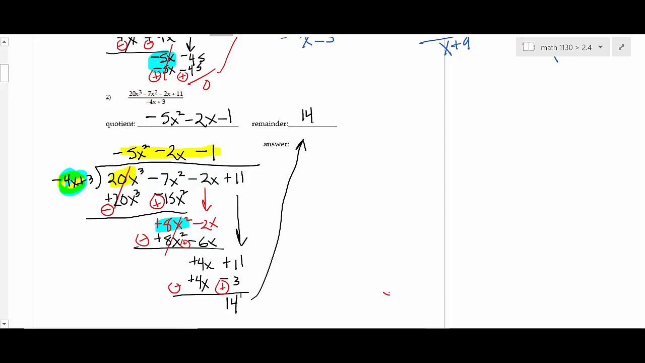Now what you want to do is be able to write your answer like this. You just say the answer is negative 5x squared minus 2x minus 1. And you learned how to do this when you were in elementary school and learned how to divide. Then you say plus 14 over the divisor. So you want to learn to write your answer like that.